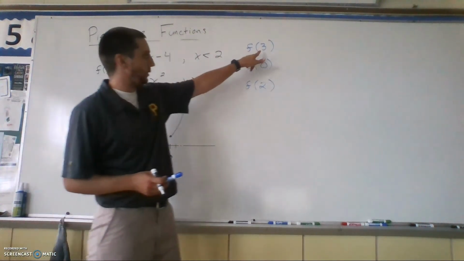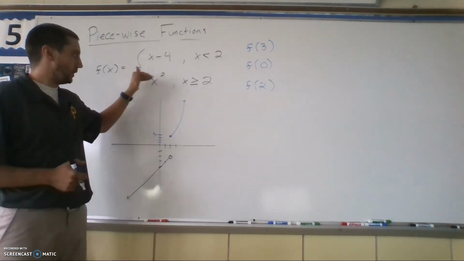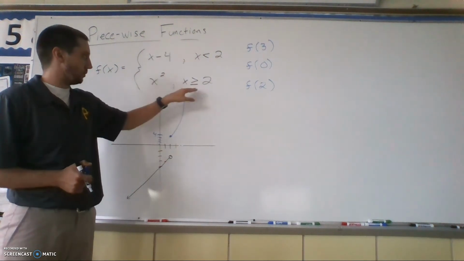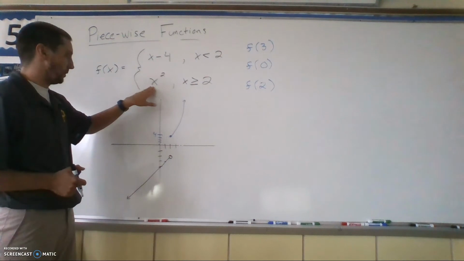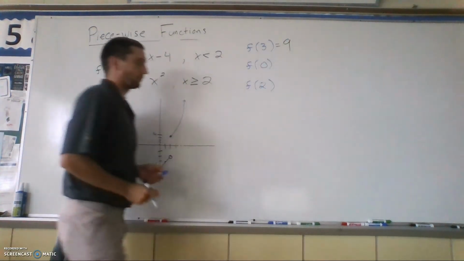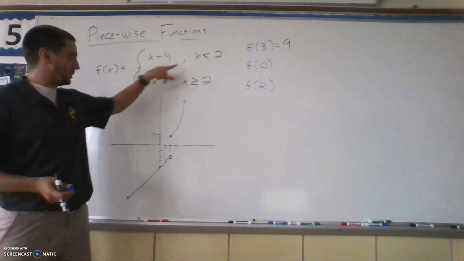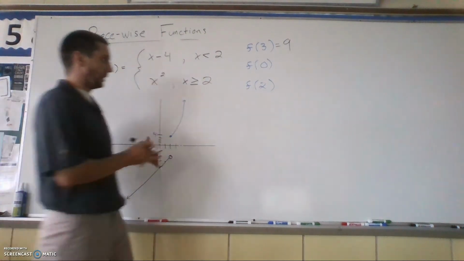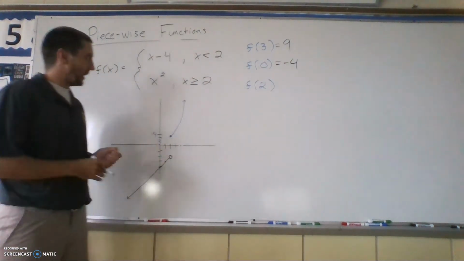So I want to plug in 3 to my function. Well, how do I know where to plug it in? Is 3 less than 2 or is 3 greater than 2? Well, 3 is greater than 2, so I'm going to plug it in down here. So 3 squared gives me 9. F of 0. Here, top, bottom. Well, 0 is less than 2, so I'm going to plug in here. 0 minus 4, -4.